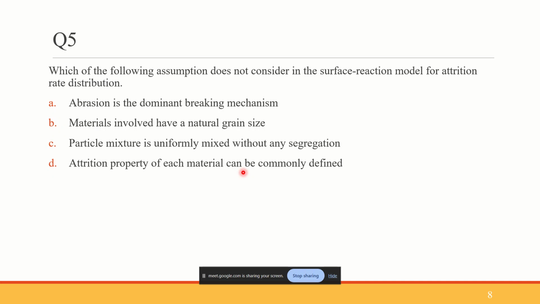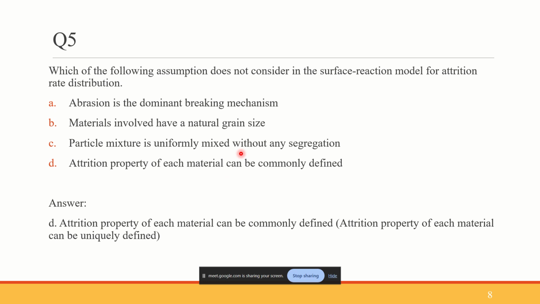Why is this assumption not considered in the surface reaction model for attrition rate distribution? Because the statement should have been that attrition property of each material can be uniquely defined, whereas here it is given as commonly defined. So therefore option D is the wrong statement. So we'll go to question 6.